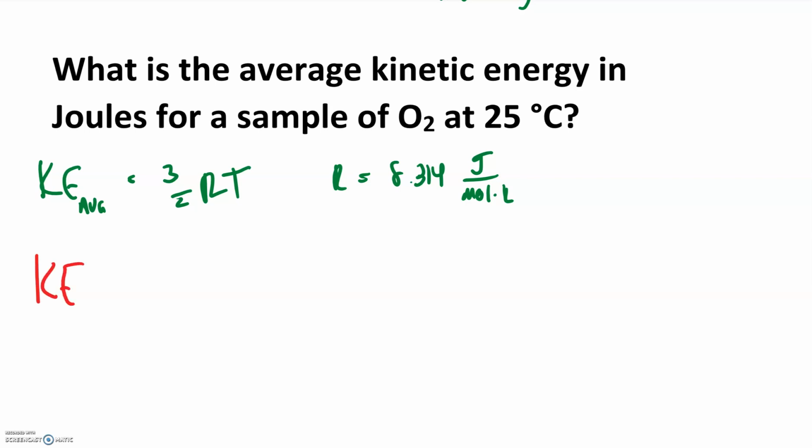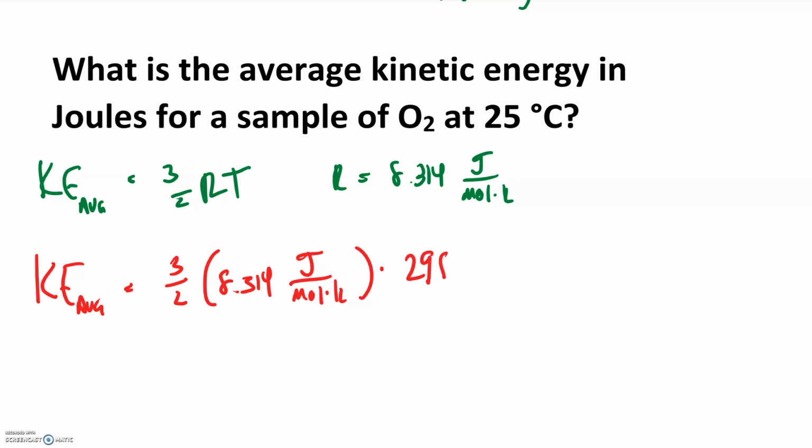Our average kinetic energy is going to be equal to 3/2. This is our value for R, 8.314 joules over moles Kelvin, times our temperature, 298 kelvins, right? We're just going to add 273 to our temperature, and look what happens to our units. Kelvins cancel. It gives us our answer in not just joules, but in joules per mole.